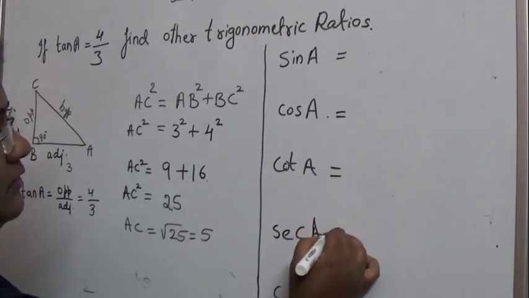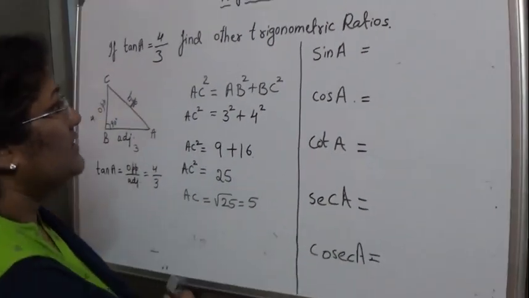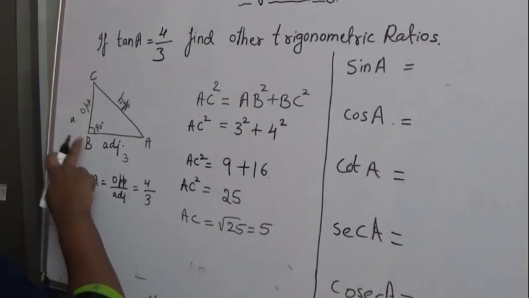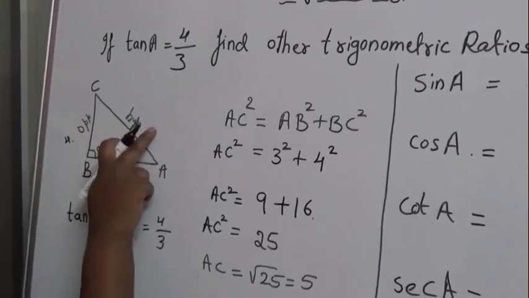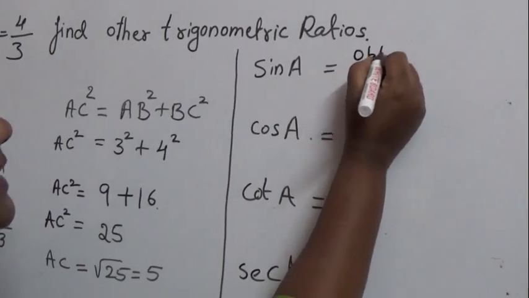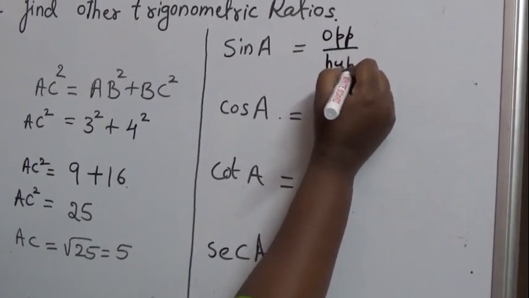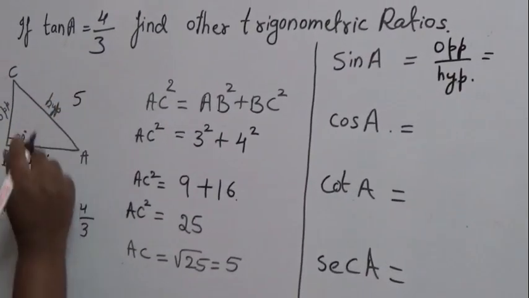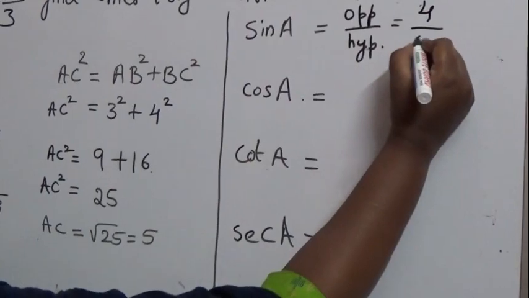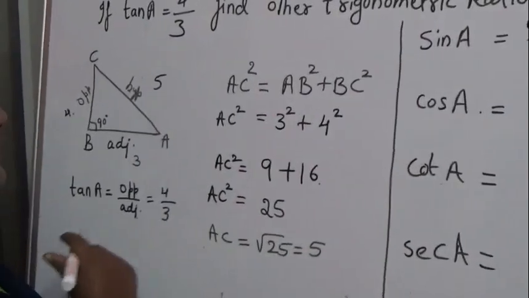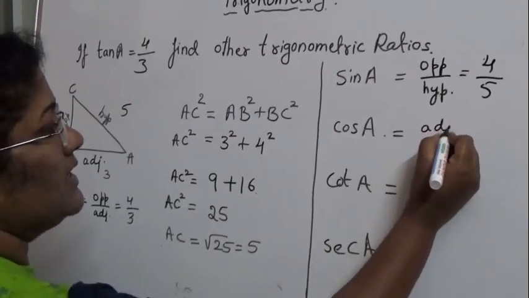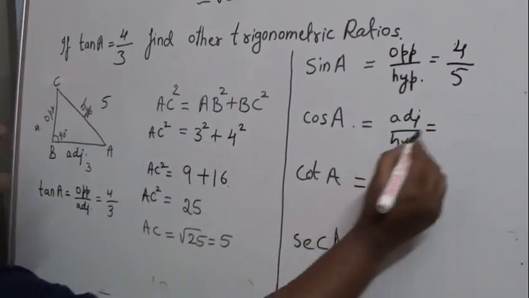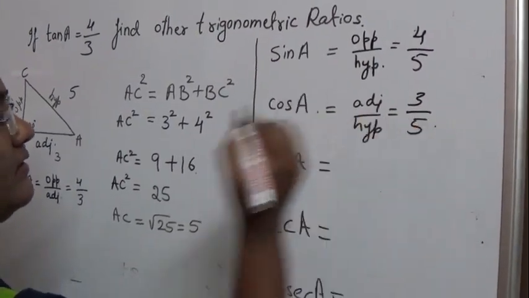First you have to write the ratios. Sin A is always equal to, as you learned in the previous class, opposite by hypotenuse. Here the opposite value is 4, hypotenuse is 5, therefore 4 by 5. And cos value is adjacent by hypotenuse. Adjacent is 3, hypotenuse is 5, so 3 by 5.